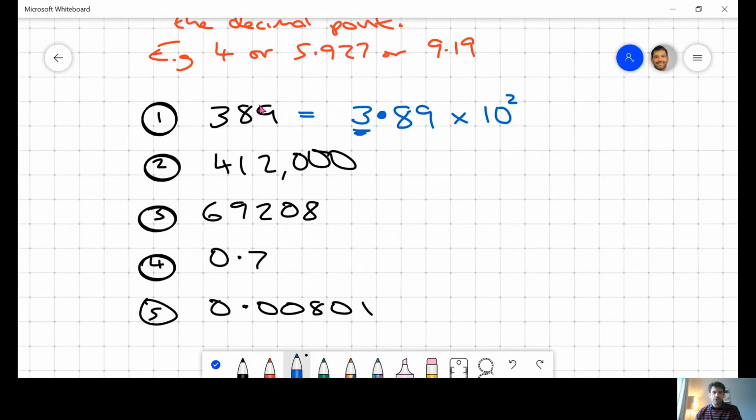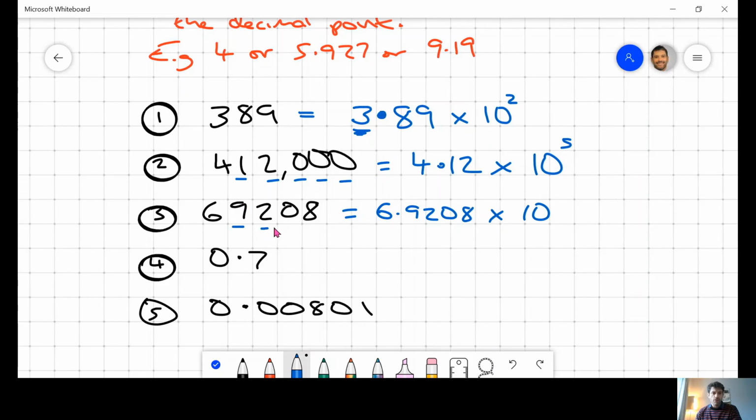1, 2 digits after the first digit, okay? If it's 300, you'd probably know it's two zeros. But they're not always going to be zeros. Most frequently not, probably. It's the number of place value columns after that first digit. So 2. So hopefully straight away we can spot, okay, this is going to be 4.12. We don't need those zeros now, they're no longer place value placeholders because it's 4.12. And then times 10 to the what? Well, it's 1, 2, 3, 4, 5. This one, 6.9208 times 10 to the what? 1, 2, 3, 4.